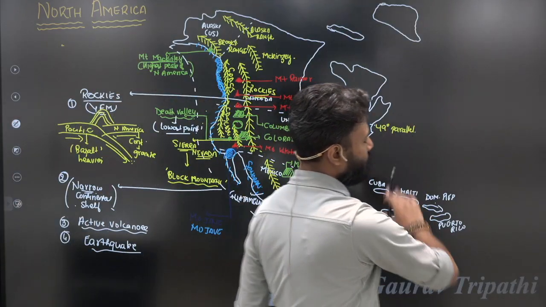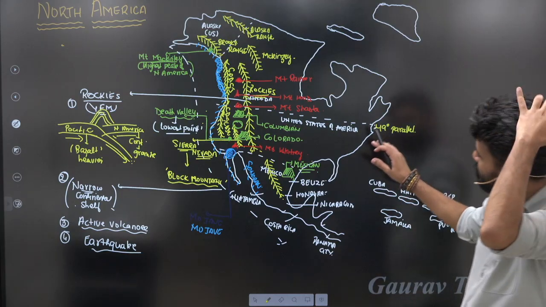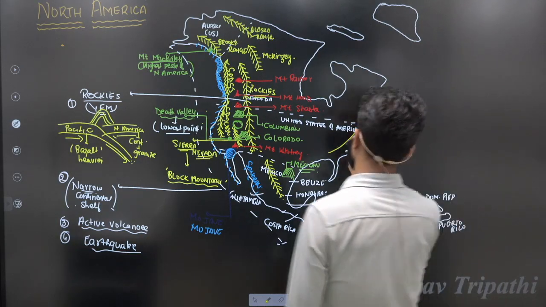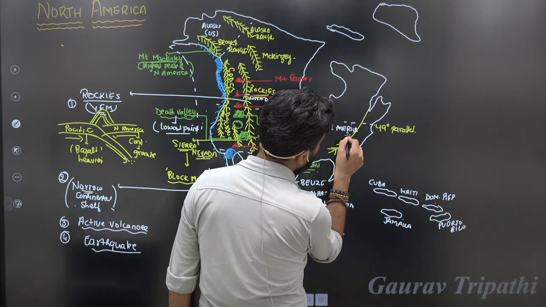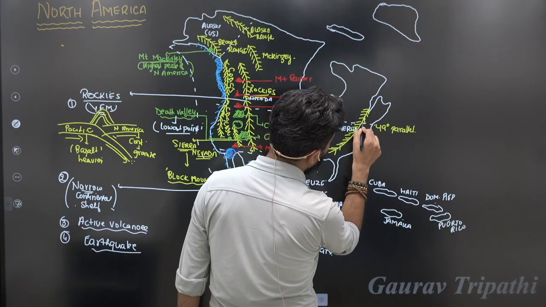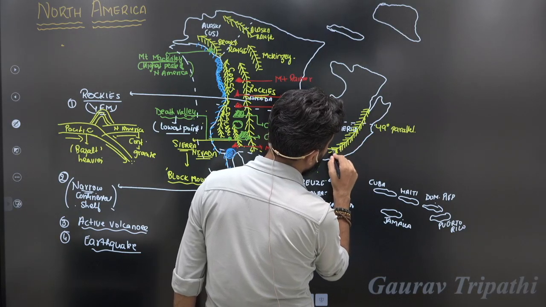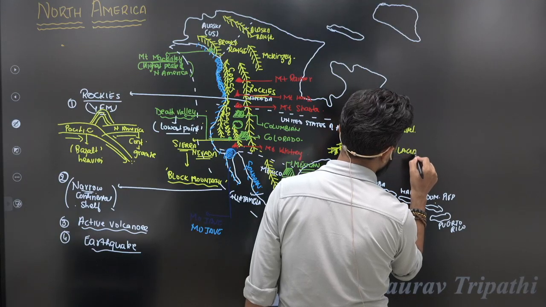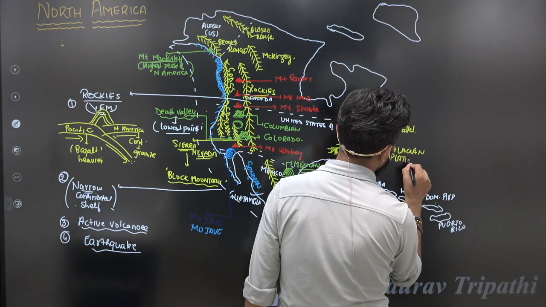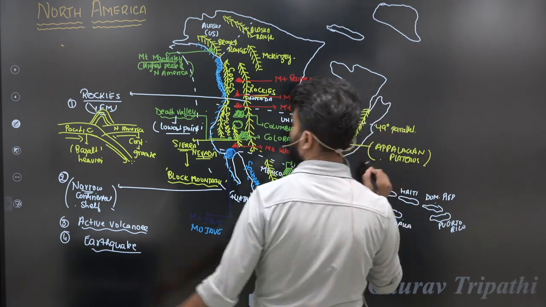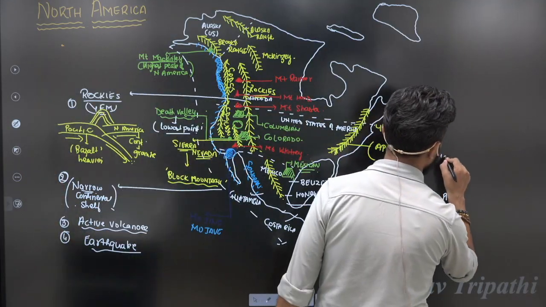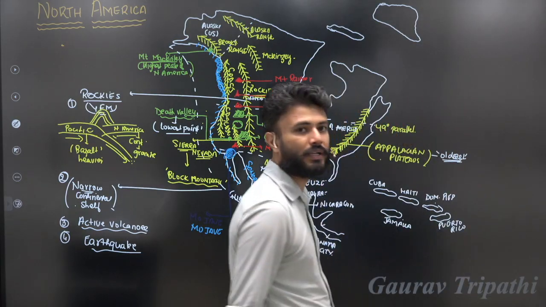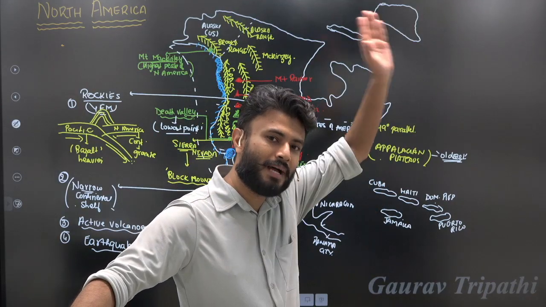Now, two other important locations, three actually. Now come to the eastern coast of North America. On the eastern coast of North America, you will see a word written as Appalachians. So this is the Appalachian Plateau, and it is present in Canada as well as the US. These Appalachian Plateaus are one of the oldest in the world. These are the oldest plateaus or oldest mountains. The origin goes back to the Precambrian period.